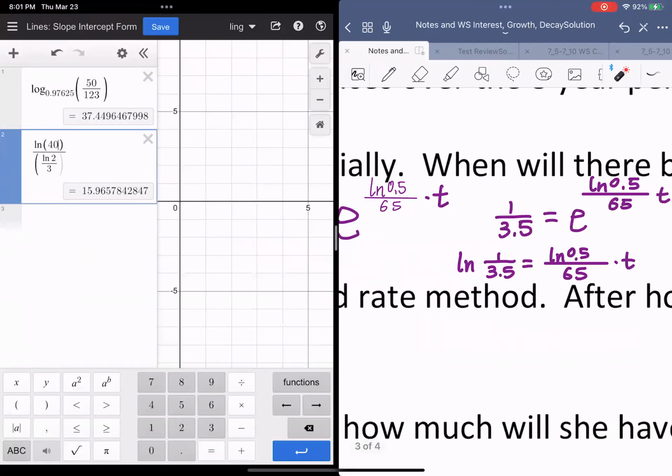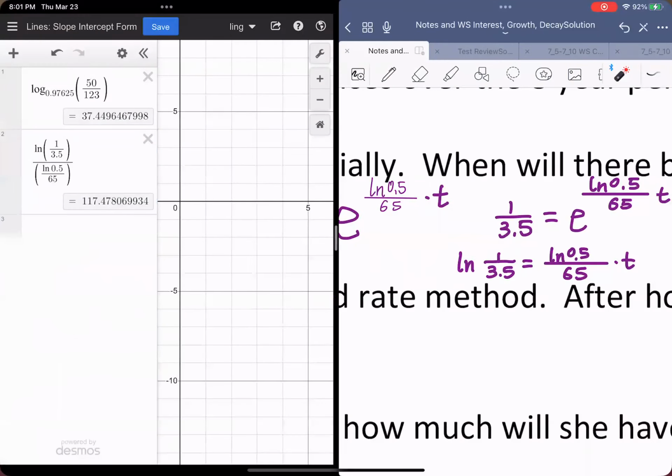So what we do here, this is ln of 1/3.5. And over here, this is ln of 0.5. And this number here is 65. So the answer is after 117.48 days.